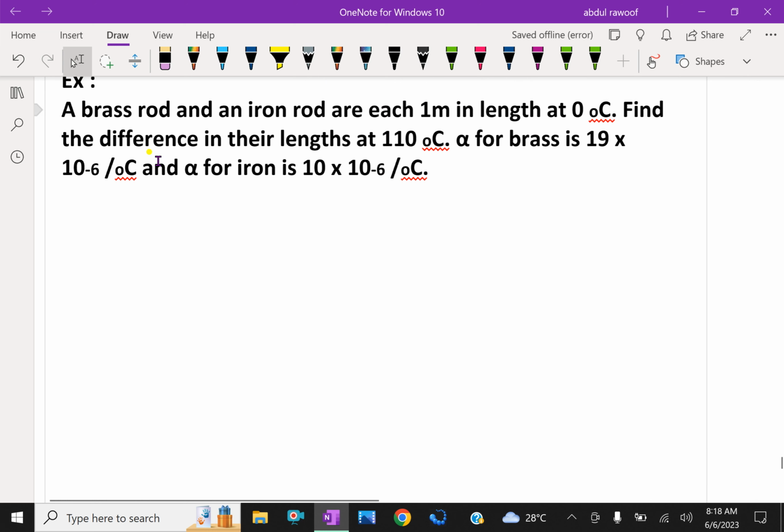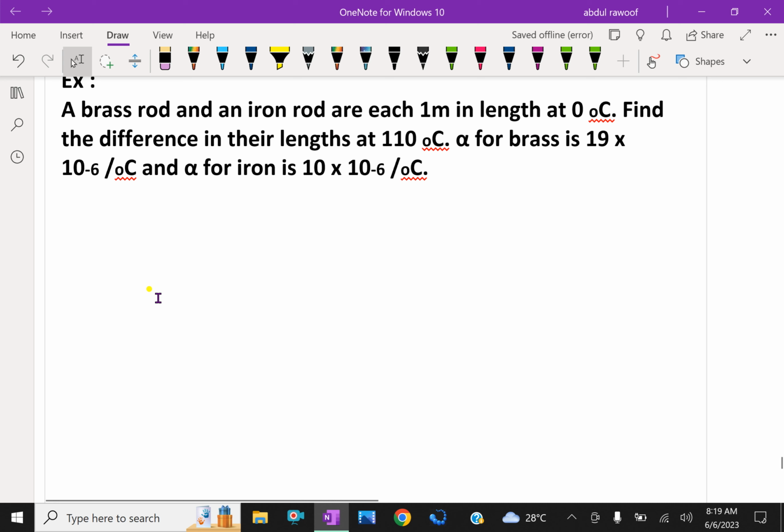Next question. A brass rod and an iron rod are each 1 meter in length at 0 degrees Celsius. Find the difference in their lengths at 110 degrees Celsius. Alpha for brass is 19 into 10 raised to minus 6 per degree Celsius, and alpha for iron is 10 into 10 power minus 6 per degree Celsius.